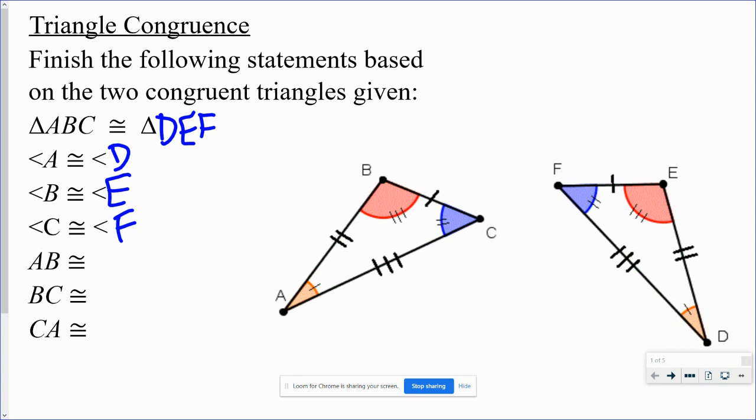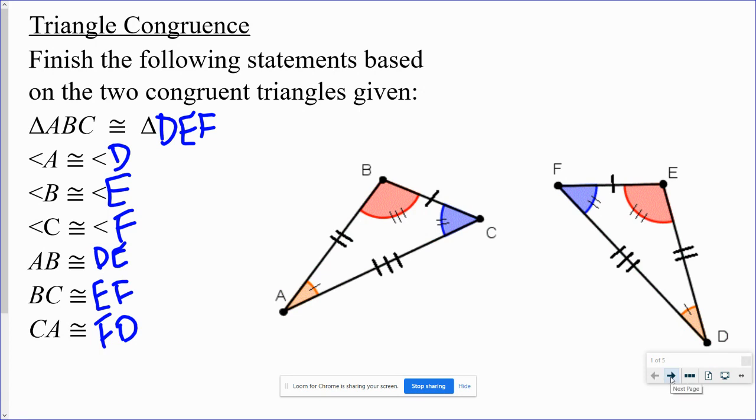And then we can also list our sides. AB is congruent to DE. BC is congruent to EF. And CA is congruent to FD. Now, notice that we went in a particular order. So look at that last one. CA is congruent to FD. We would not have wanted to put DF because angle C is congruent to angle F. Angle A is congruent to angle D. So you always want to put corresponding pieces in the same place, okay? So if you ever have to fill out one of these, make sure you pay attention to that congruent statement. That tells you everything, which pieces go together.